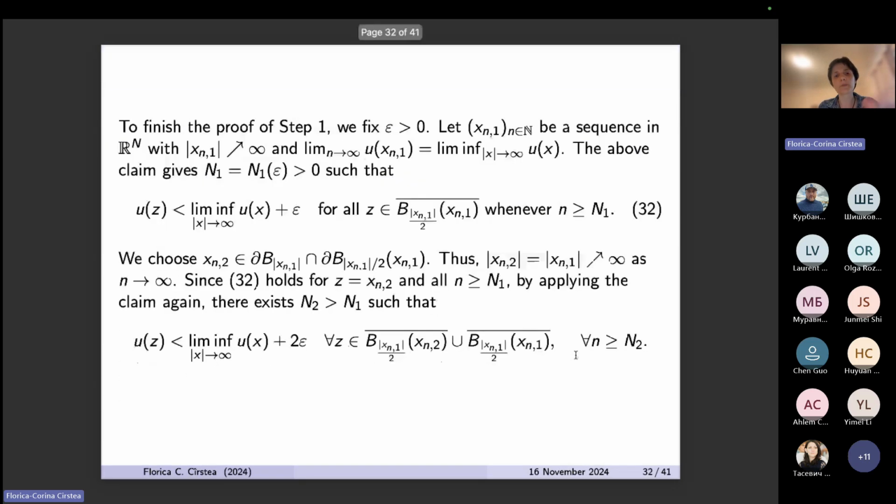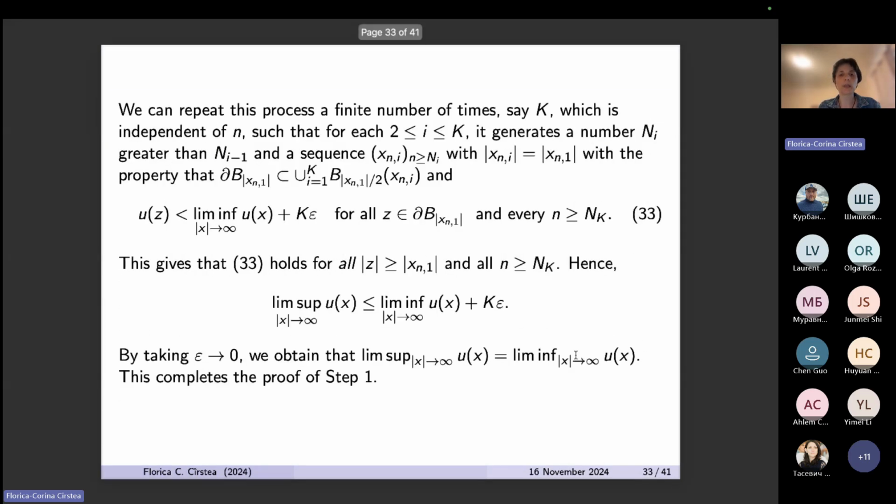So once you have the claim, after finitely many steps, you get a contradiction. You get that the limit exists.